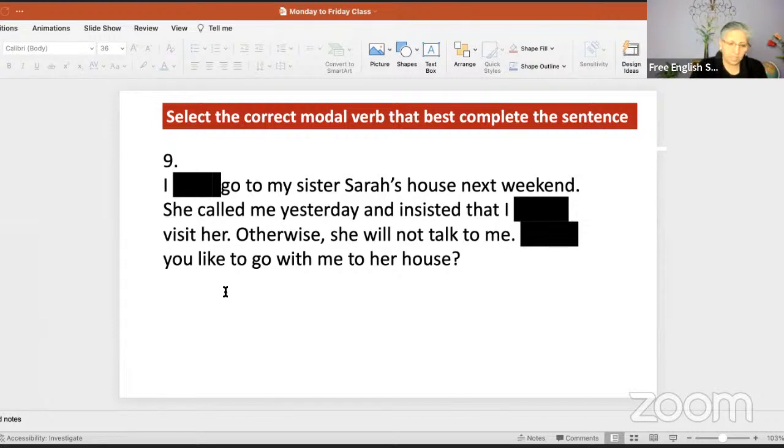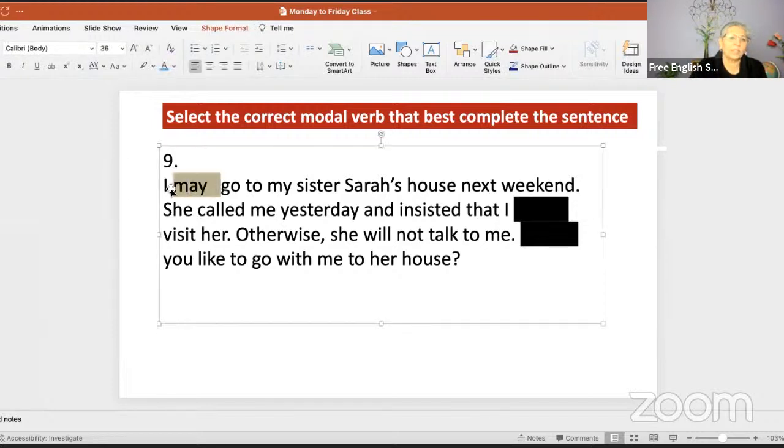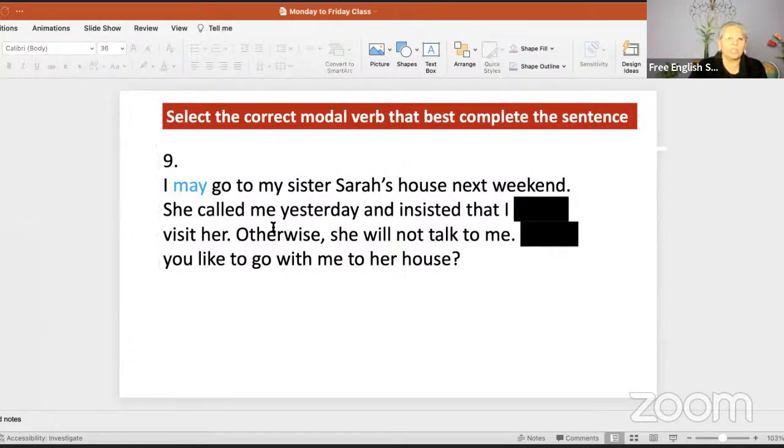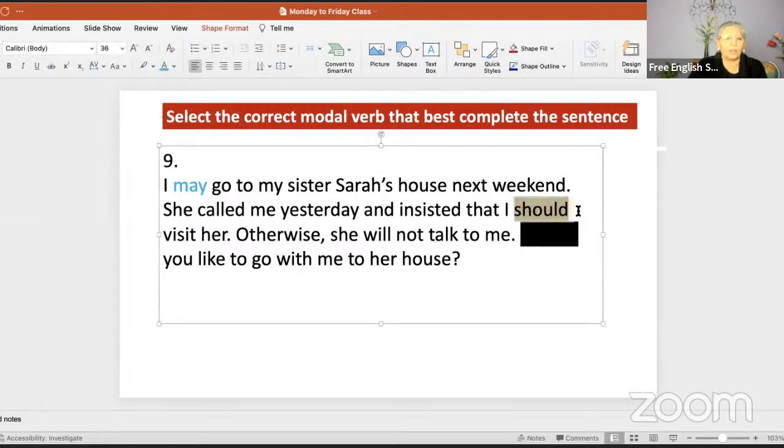Okay, wow, Mithlesh. Okay, yes, the first one is I may go, because हो सकता है मैं जाऊं, right? I may go to my sister Sarah's house next weekend. She called me yesterday and insisted that yes, excellent, wow, I should come. I should visit her. Otherwise, she will not talk to me.